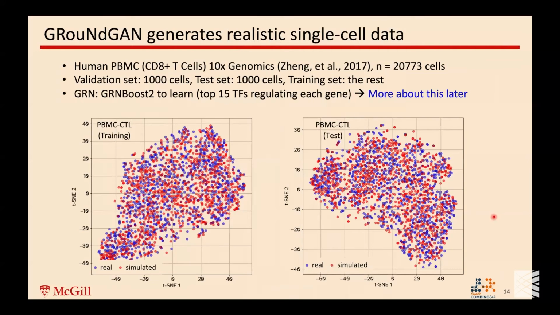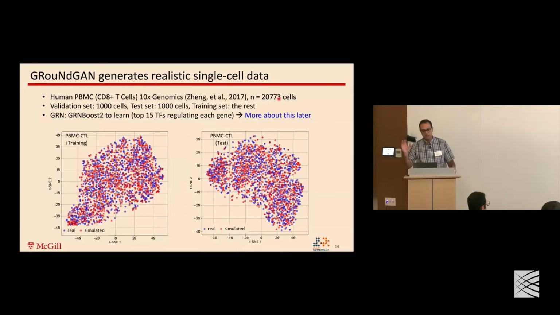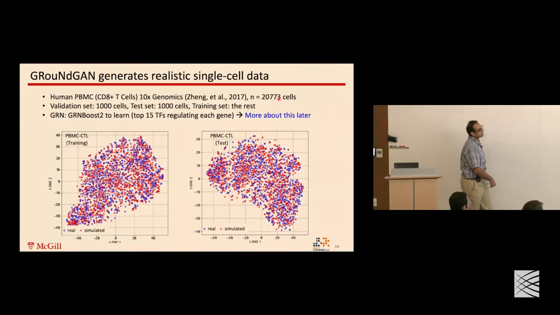So now with this architecture in mind, how well does the model work? How realistic do the simulations look? So let's start with just some visualization. First, we trained our model, our simulator, based on a human PBMC dataset corresponding to CD8 plus T cells from 10x Genomics. So we had approximately 21,000 cells here. This is a rather homogeneous dataset. And we had a validation set of 1,000 cells, a testing set of 1,000 cells, and the rest were used for training.